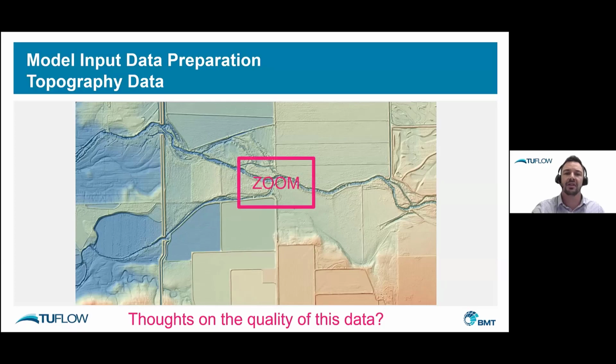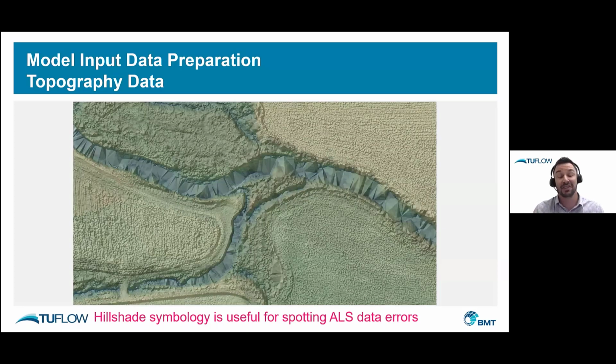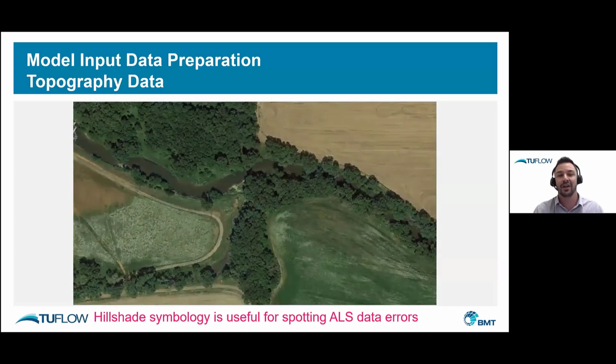Let's just zoom into this area. Looks a little bit suspect, doesn't it? This is a perfect example of a very recent data set where it hasn't captured the in-bank bathymetry. And the tinning through there, which is basically from riverbank to riverbank, would cause no end of drama in your modeling if you tried to use that without supplementing in bathymetry data.